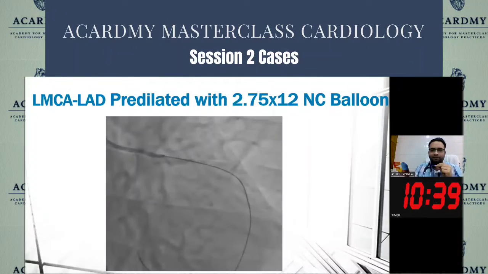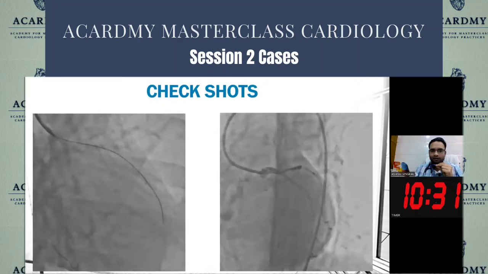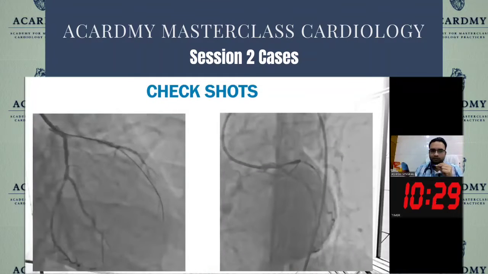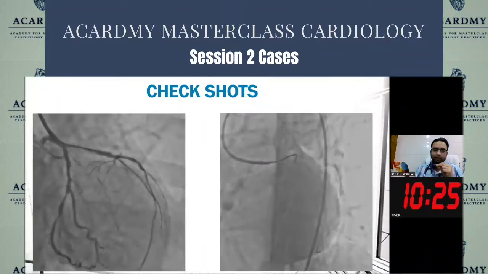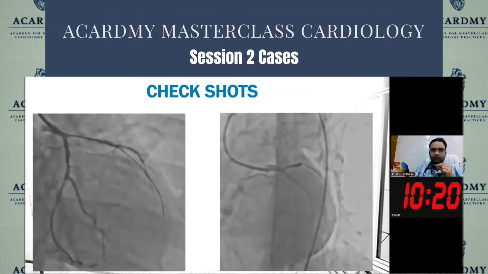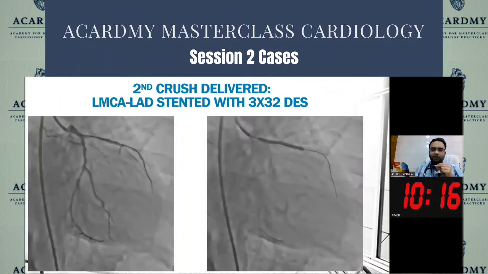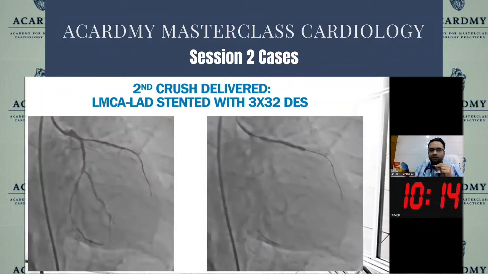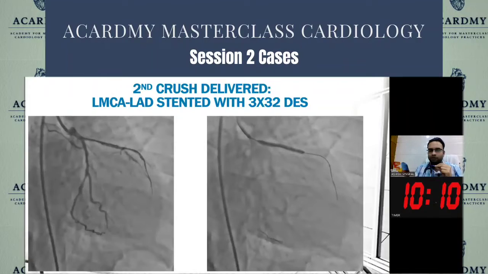We pre-dilated LMCA to LAD again with a 2.75 by 12 balloon to ensure that some flow was maintained into the LAD. After the check shot, we saw there was no flow in the distal LAD, probably because of thrombus embolization into the distal portion. So at this time, we decided to immediately stent the ostioproximal portion of the LAD, so that we would not lose any more flow in the LAD, leading to a cardiac arrest.